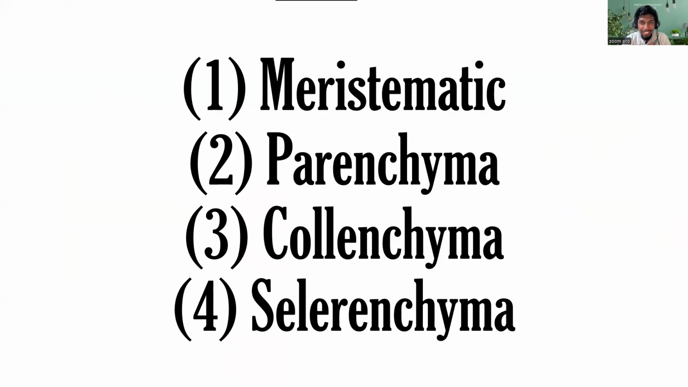So, what is the answer? Do stone cells belong to meristematic tissue? No. Meristematic tissue is the soft part. Parenchyma is also soft, so you can't say that. Collenchyma, no. It can be found in dicots, but it is not that strong. So the suitable answer is sclerenchyma, because sclereids are found under sclerenchyma, and sclereids are called stone cells. So we have found the answer for question number 1.